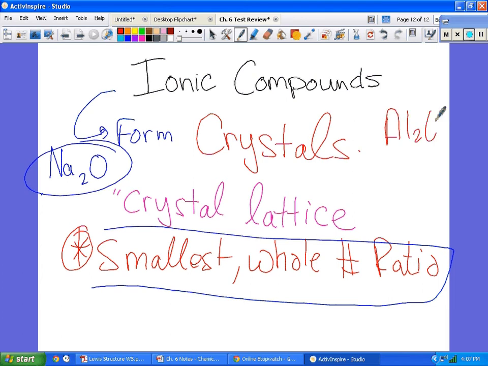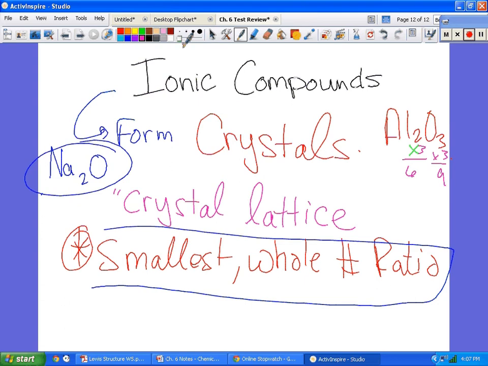So every time I give you 2 aluminums, I give you how many oxygens? 3. So if I gave you 6 aluminums, how many oxygens? 9. Very good. Okay. How did I do that? Well, 2 times 3 is 6. Well, 3 times 3 is 9. Okay? That's fine. I just wanted to show you smallest whole number ratio.